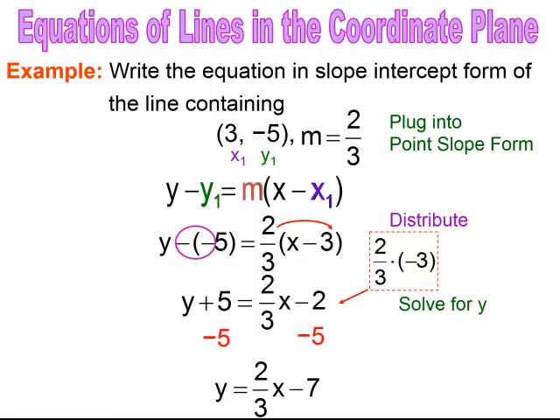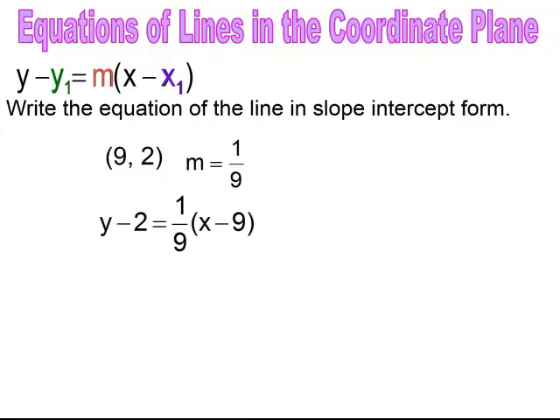So the equation of the line, with the point 3 comma -5 that has a slope 2/3, you end up with y equals 2/3 x minus 7. Pause and try.